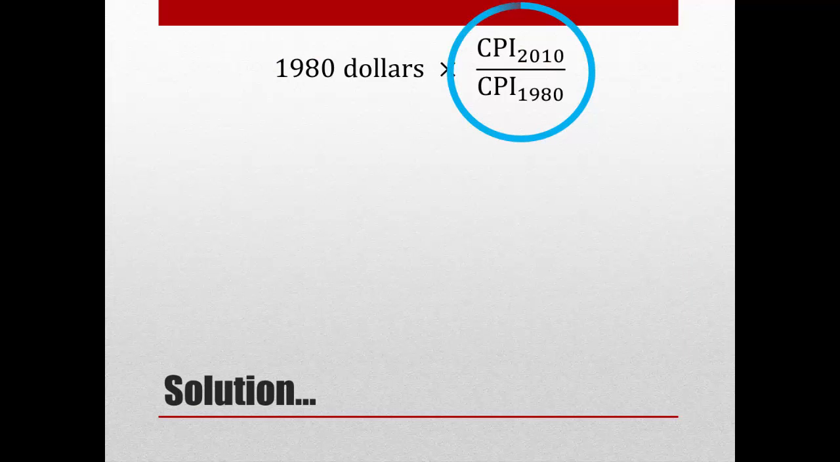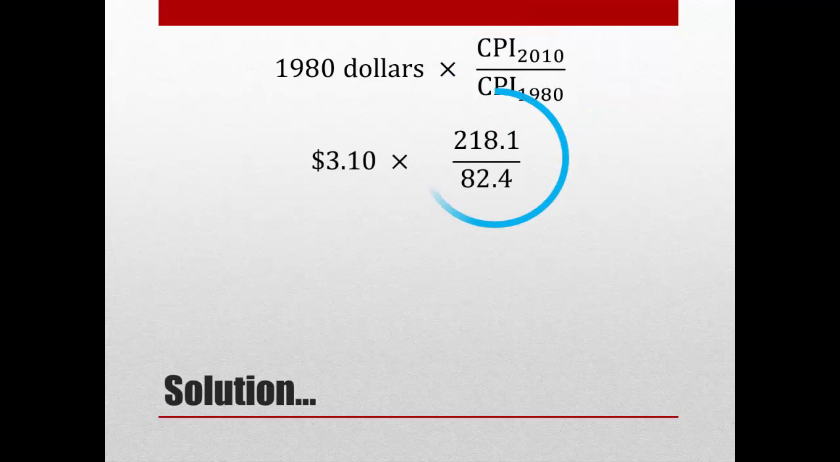The ratio of the CPIs from one year to the next will tell us how much more or less expensive items were in the new year. The ratio of 218.1 to 82.4 indicates that items are roughly 2.65 times as expensive in 2010 as they were in 1980.